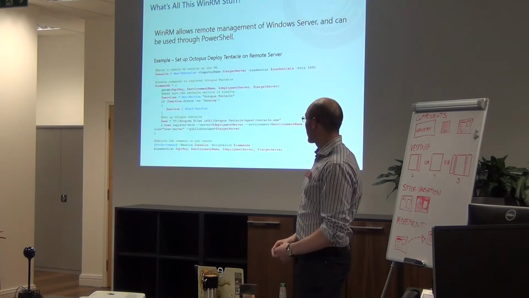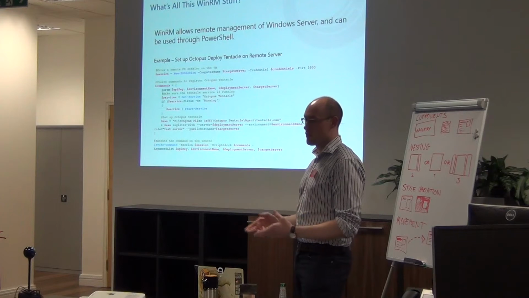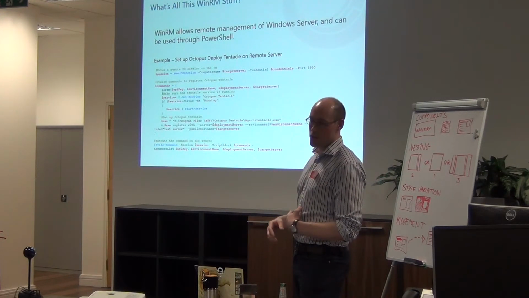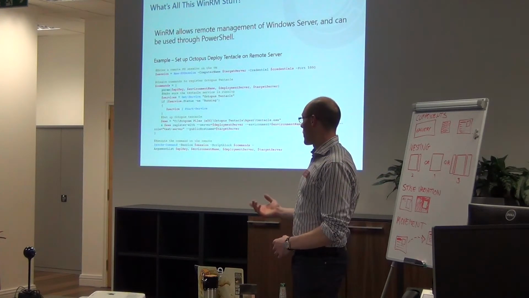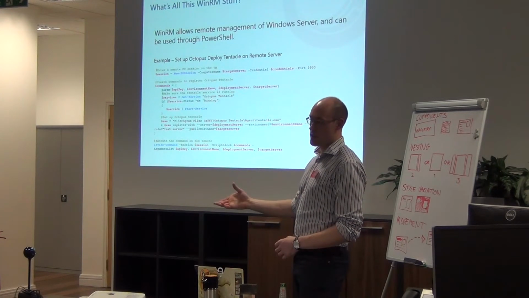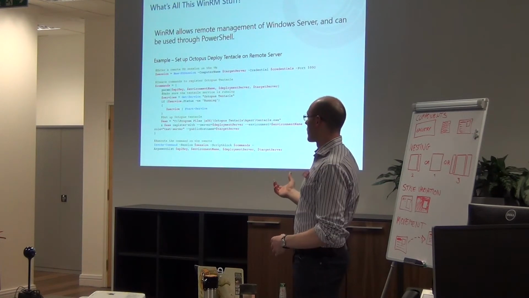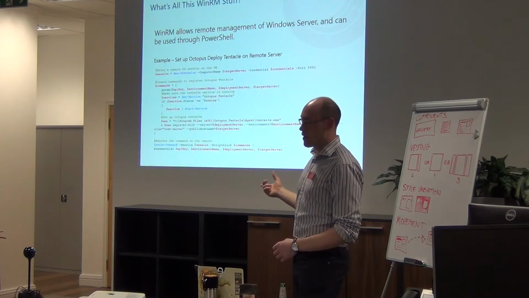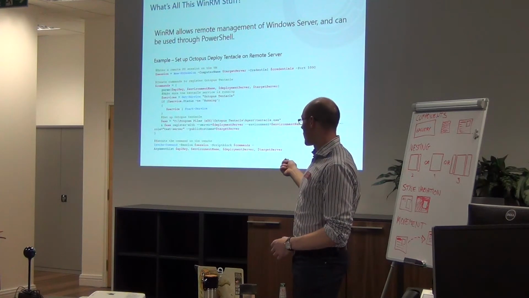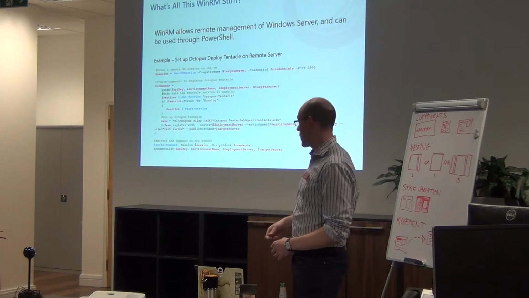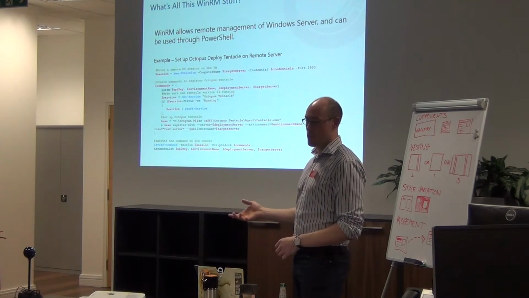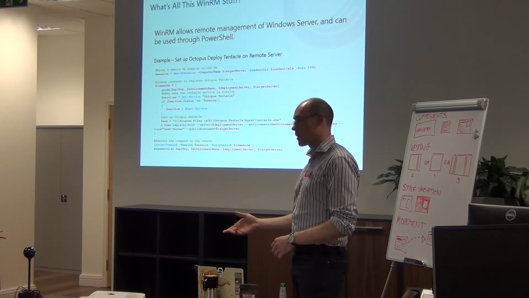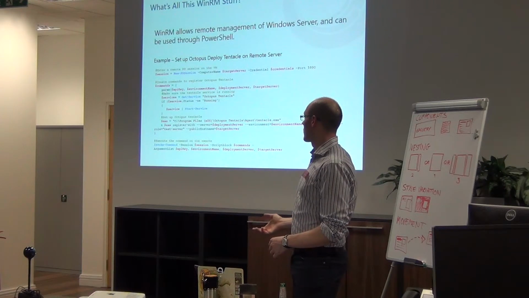So what is WinRM? How do you use it? It's just a method of being able to control a Windows server remotely. Through PowerShell, what it means is you can throw PowerShell commands at that server. The method to do that is essentially to wrap those into a variable. There's Invoke-Command in PowerShell, and you just throw that script block at it, and it will run as if it were being run locally. So you can do whatever you want.